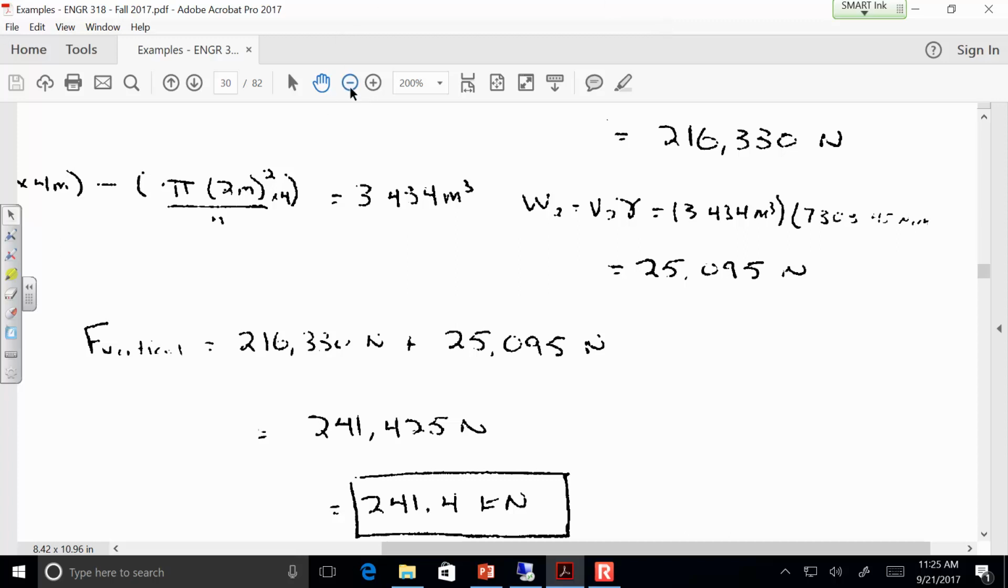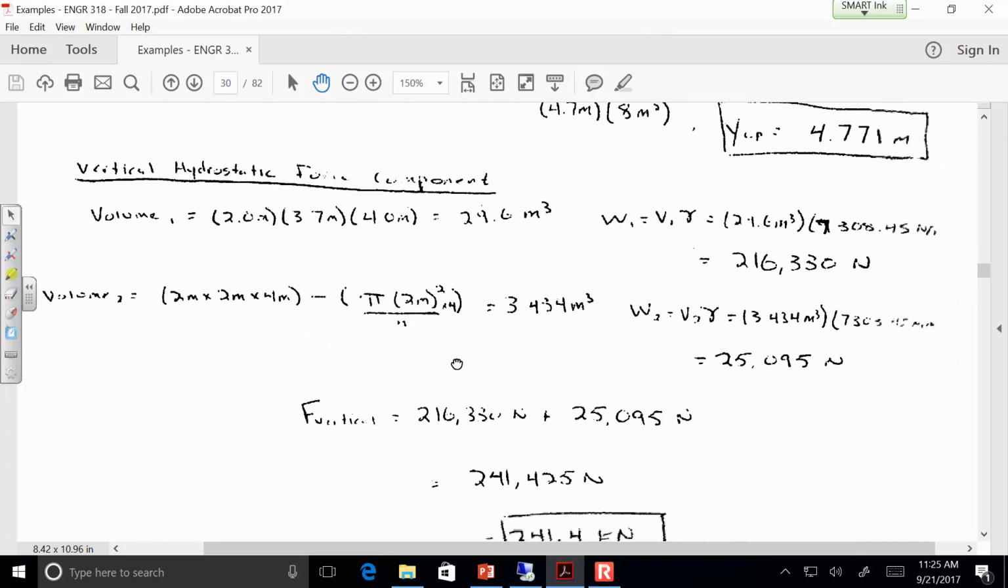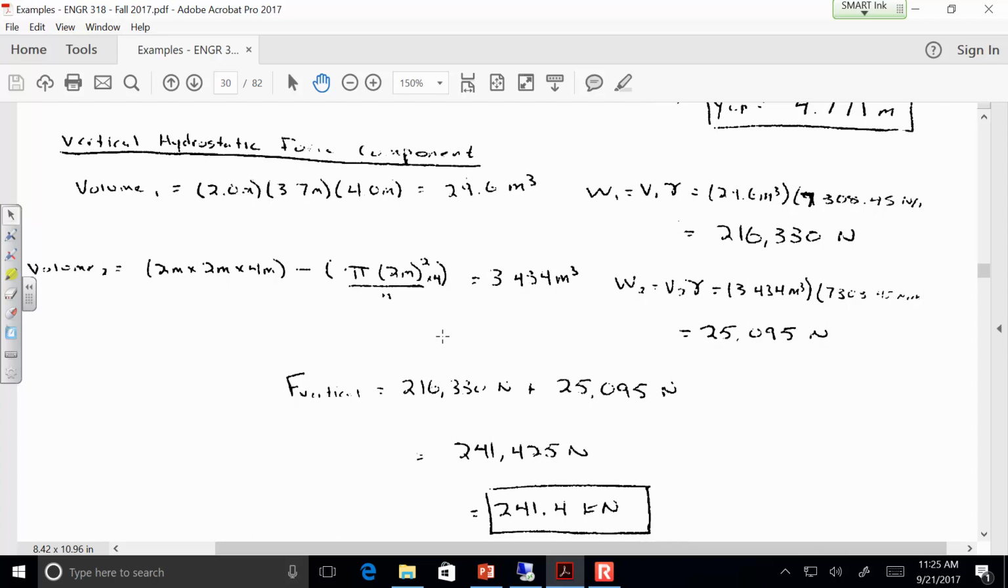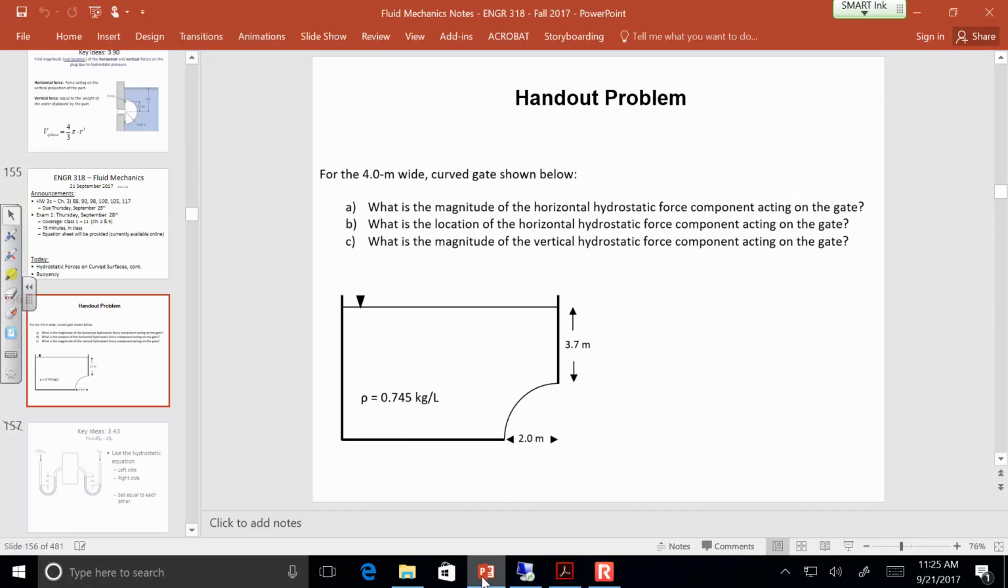So it's basically the weight of the water above the gate that I'm trying to find. And I know the weight of the water above the gate depends on the volume of the two components. Component 1 is the rectangular shape that's above here. So let me switch back to the better looking drawing. The water that's above this gate is one rectangular segment that's 3.7 meters tall, 2 meters wide, and then 4 meters into the page. So I think of it like a box of water.